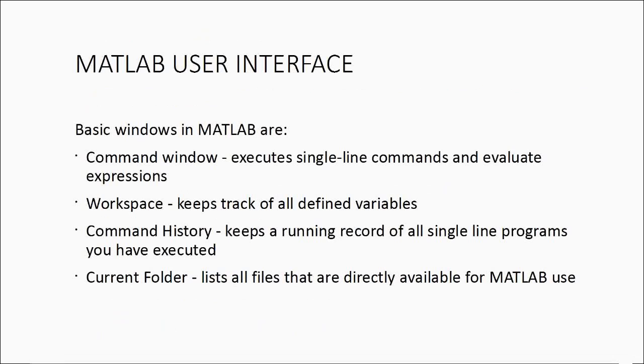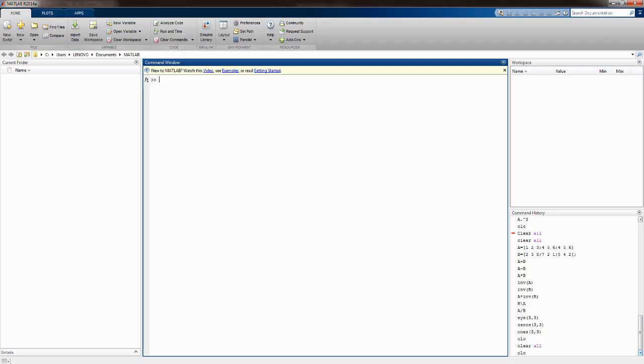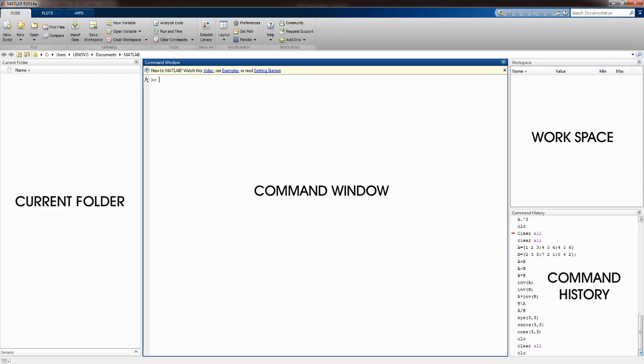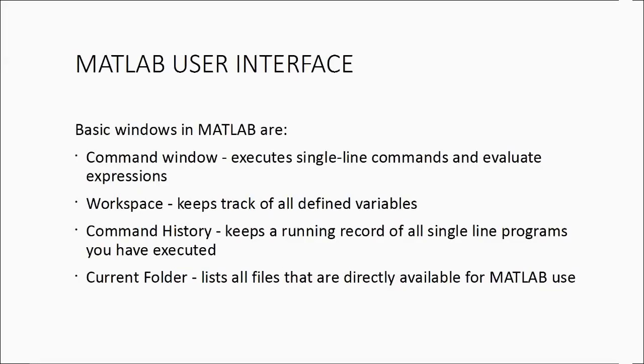So what are the basic things we can see in the MATLAB user interface? Usually the interface is divided into four windows: the command window, workspace window, command history window and current folder window. While doing hands-on in MATLAB, you will become familiar with these windows. Before that, just know what a command window is. It executes single line commands and evaluates expressions. The workspace keeps track of all defined variables. Command history keeps track of all the commands you have used so far. Then current folder lists all files that are directly available for MATLAB use.